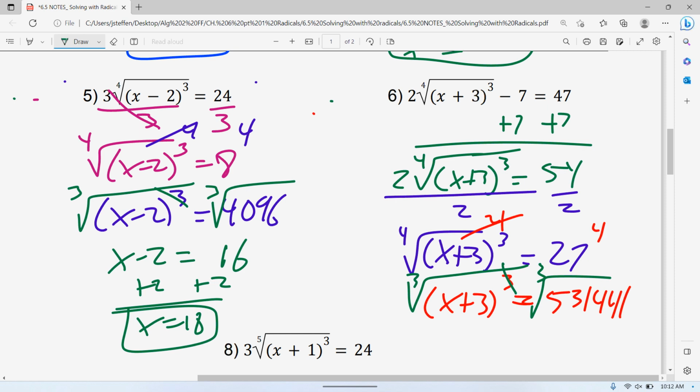So you get x plus 3 is equal to the 3rd root of that whole mess, which is 81. So last but not least, go ahead, subtract your 3. You get x is equal to 81 minus 3, which is 78.